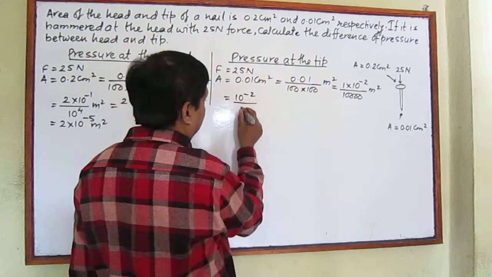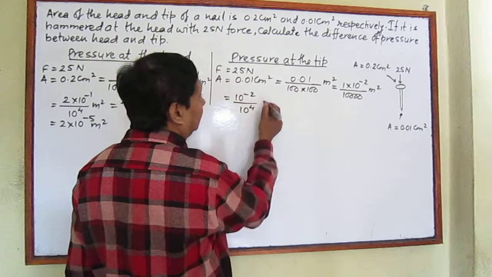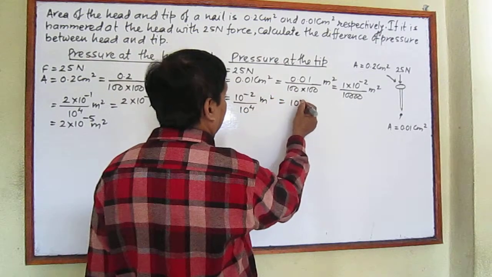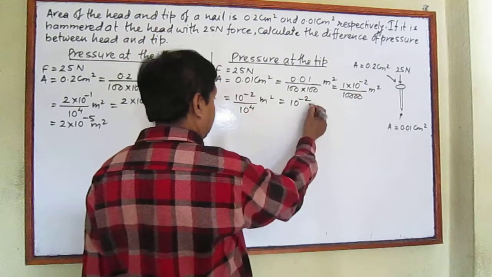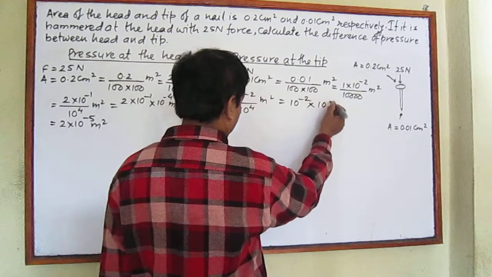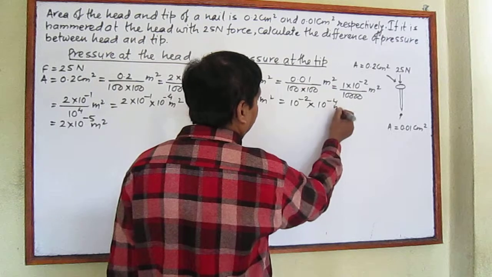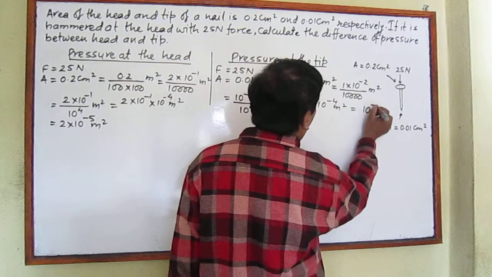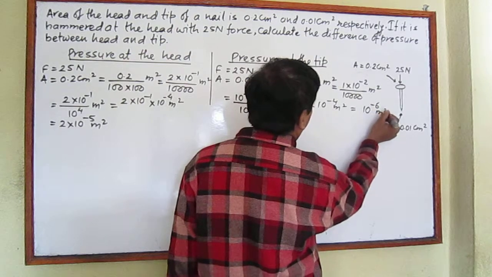And in the denominator we have 10 to the power 4 meter square, and the same can be written as 10 to the power minus 2 when 10 to the power 4 is taken to the numerator, minus 4 meter square, and this is equal to 10 to the power minus 6 meter square.